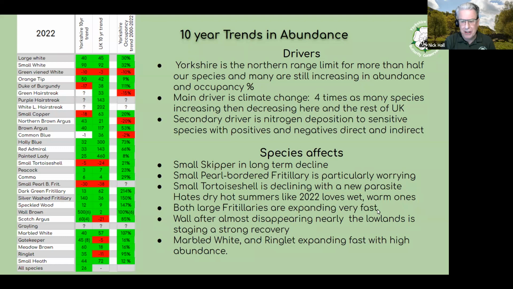Both expanding very fast, almost exponential. They really are winners with climate change. The wall has changed. The war almost disappeared from our lowlands. It was almost, well, it's very rare you ever saw one. They were around, just odd ones, but it's now staging a strong recovery. Marble white and ringlet is expanding, with very high abundance.